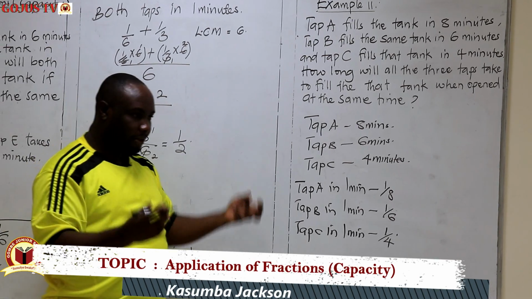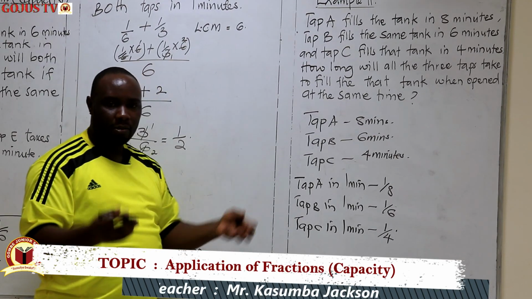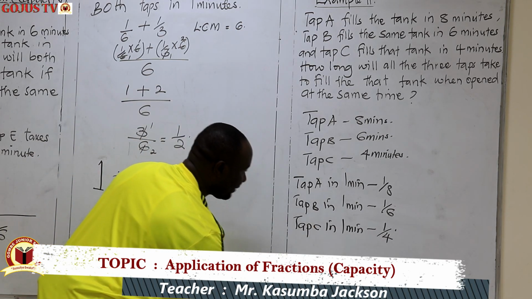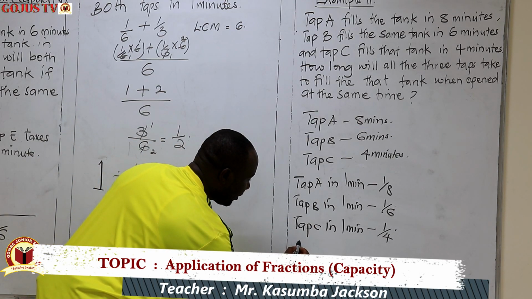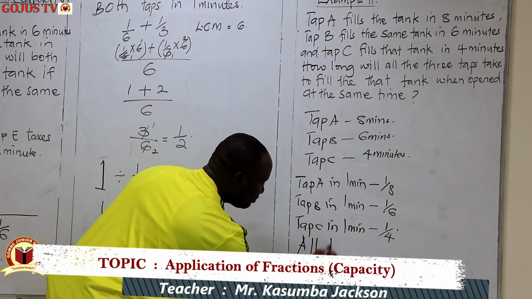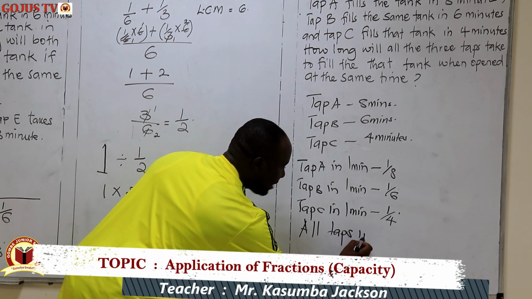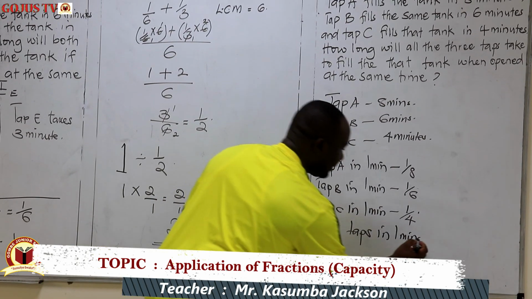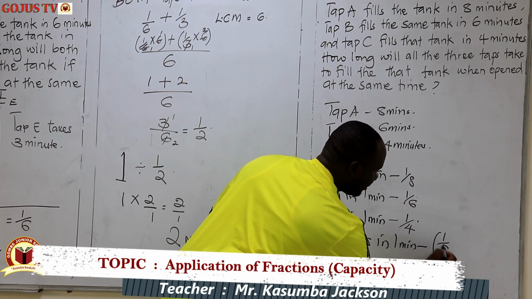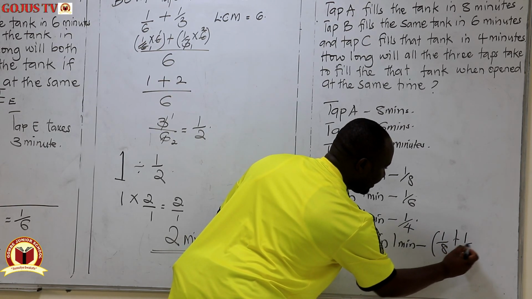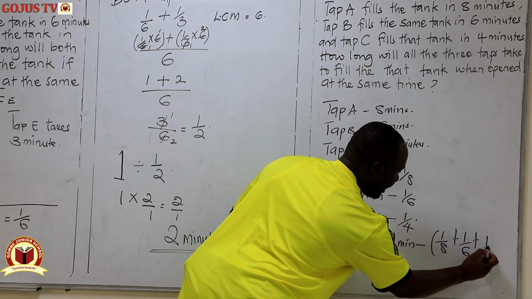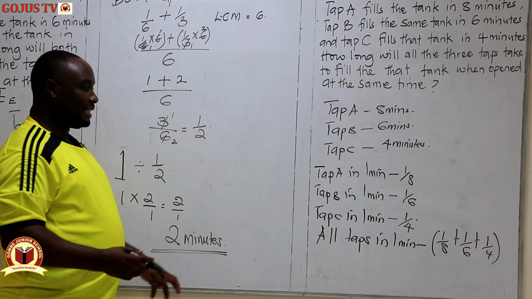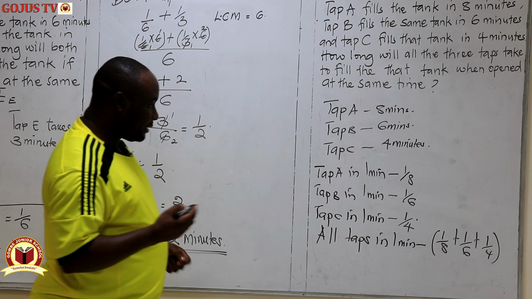Now we are combining all of them, and we want to find out how long they will take, which fraction they will put in when they are all opened at the same time. This is what we are going to do. We are adding all the fractions for the different taps. All taps in 1 minute, which fraction will they put? They will put 1 out of 8 plus 1 out of 6 plus a quarter. We are adding all the fractions to get what will be in the tank in 1 minute.